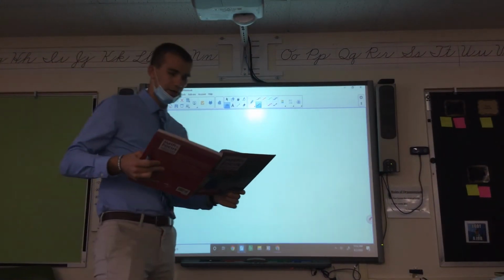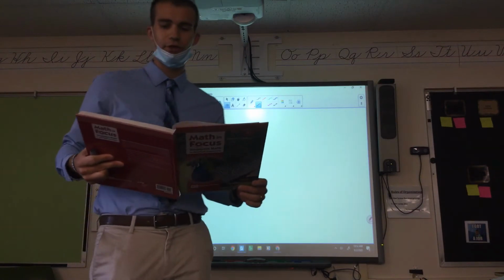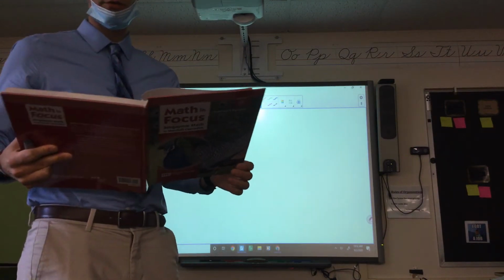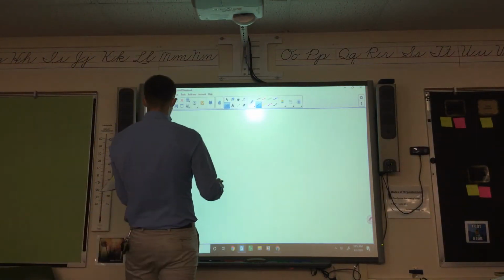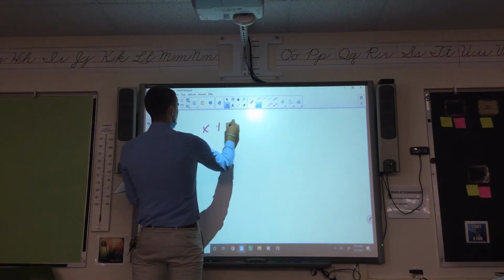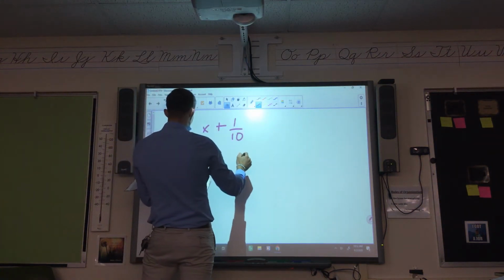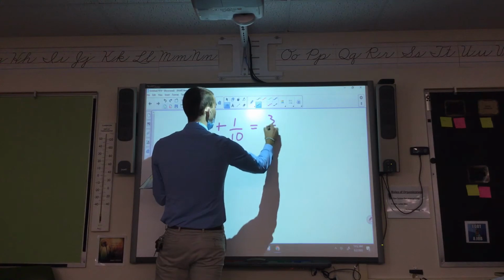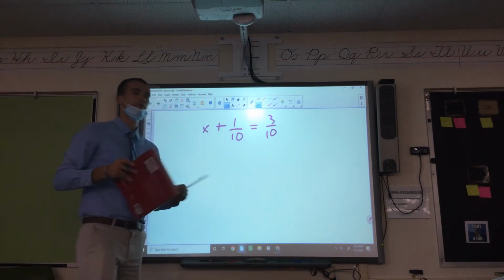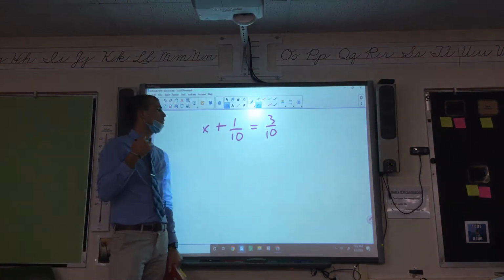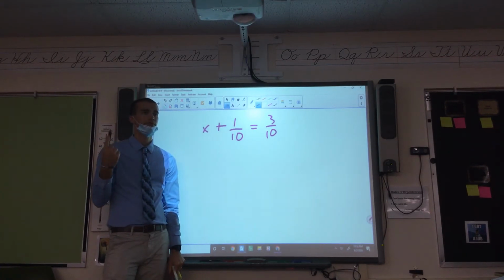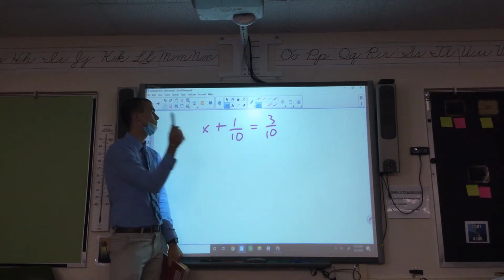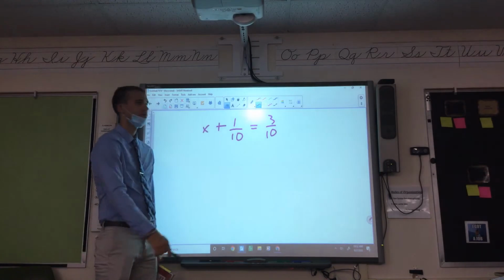Alright, so now we're on page 11, the top of page 11, solving algebraic equations involving fractions. At the top, it has x plus 1 over 10 equals 3 over 10. So again, we have to ask ourselves the question, what is being done to x, our variable?